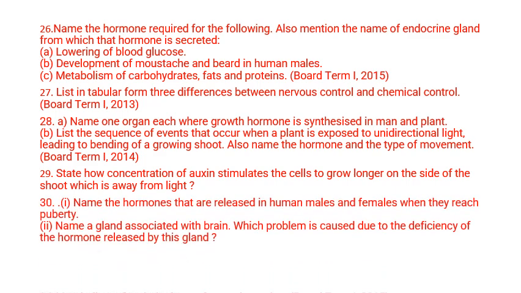Which is followed by question number 30. First one, name the hormone that is released in human male and female when they reach puberty. The second question, name a gland associated with the brain. Which problem is caused due to the deficiency of the hormone released by this gland? So I hope you got it.